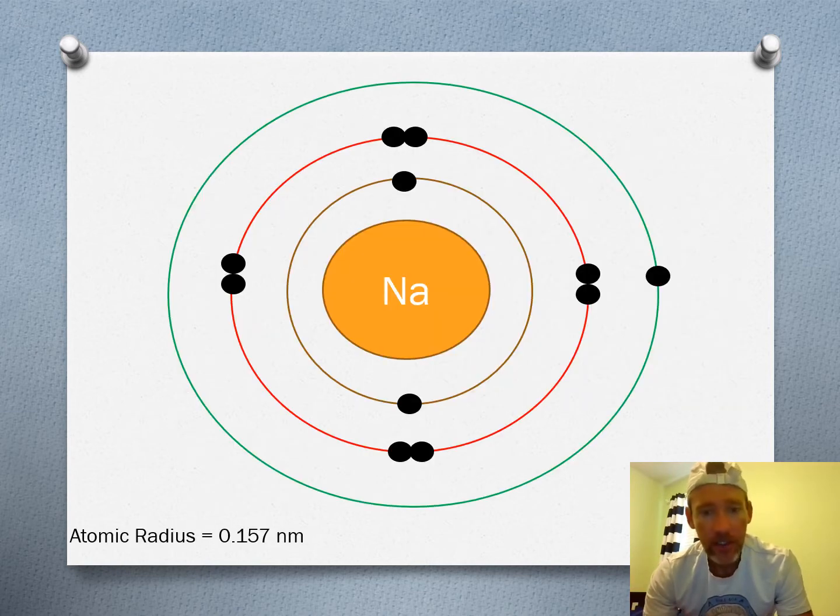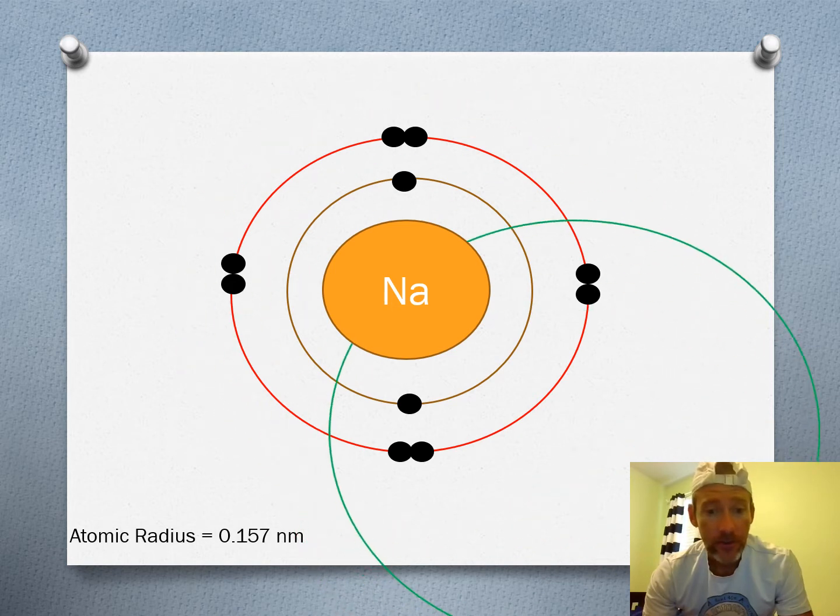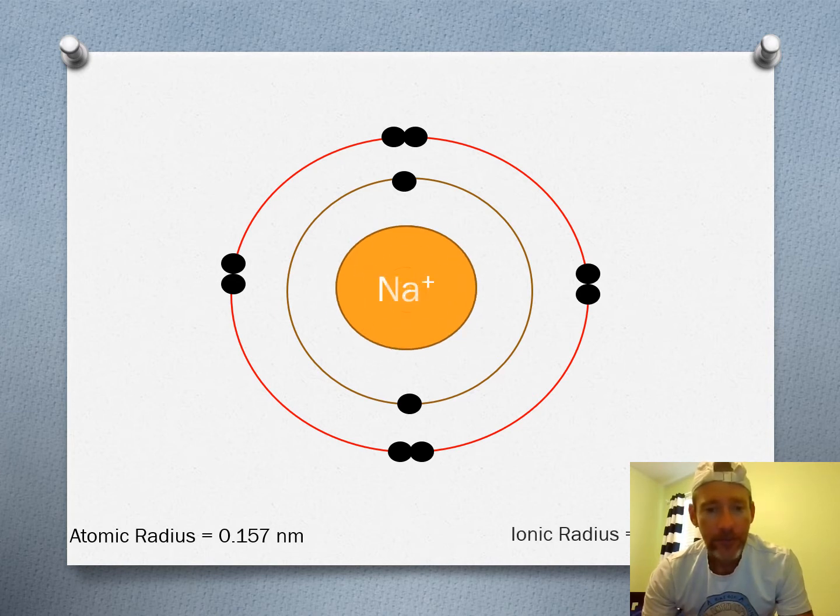So you can see here, as sodium loses its electron, bye-bye sodium electron, its atomic radius goes from 0.157 nanometers to an ionic radius of 0.095. So a huge difference in radius because you're losing that energy level.